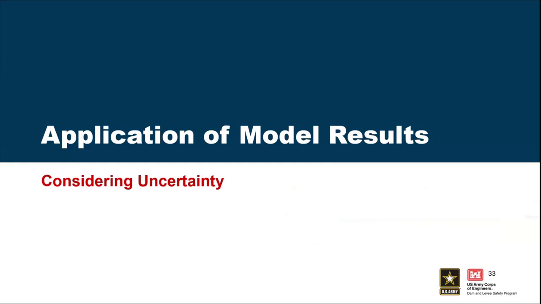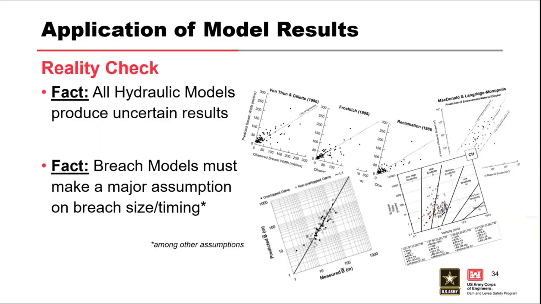So, last section here, just talking about applying these model results and considering the uncertainty and how we apply them. I just want a reality check. Yeah, all models produce uncertain results. I shouldn't say this slide says all hydraulic models. Really, all models have some uncertainty in them. Breach models, in particular, have to make a major assumption for breach size and the timing of that breach. And of course, there's a lot of other assumptions that go into it.